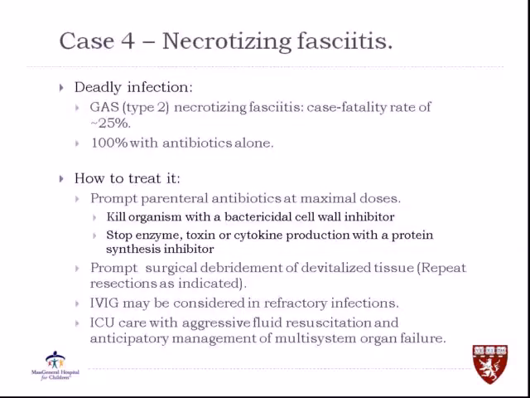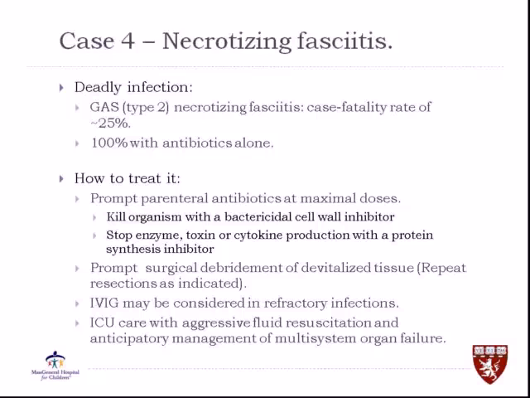Important to remember that necrotizing fasciitis is a deadly infection. If you treat it with antibiotics alone, the mortality is 100%. So antibiotics are not curative alone in this situation. Antibiotics are a large part of the therapy, but I think what is equally or perhaps even more important is aggressive debridement. So the surgical team needs to be involved in all cases with suspected or proven necrotizing fasciitis.